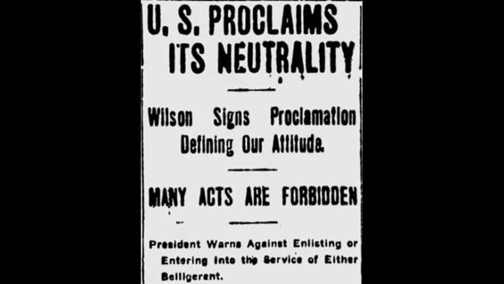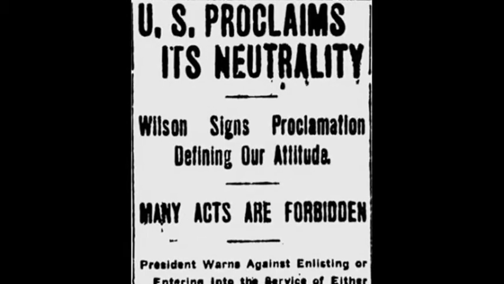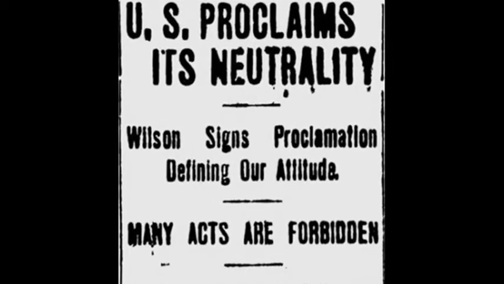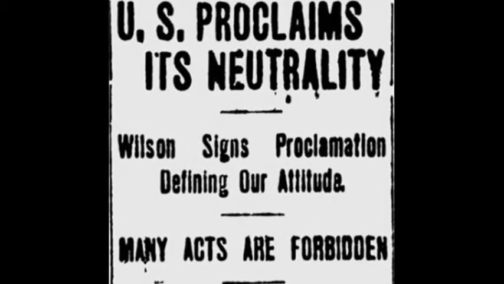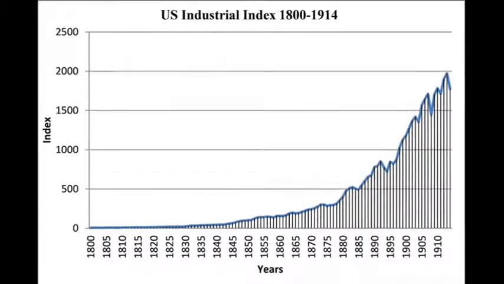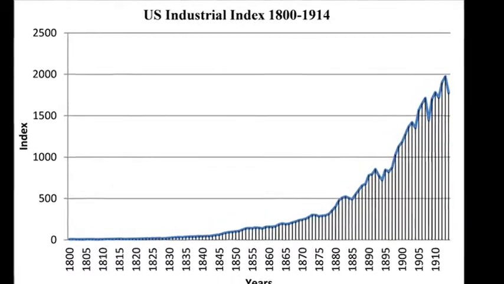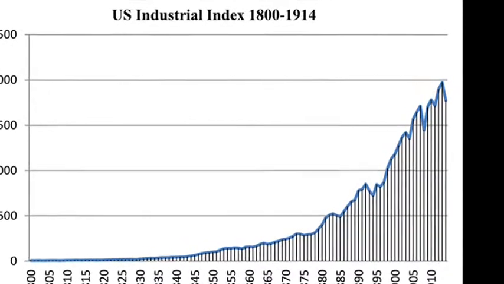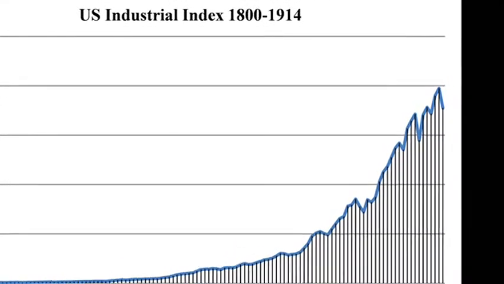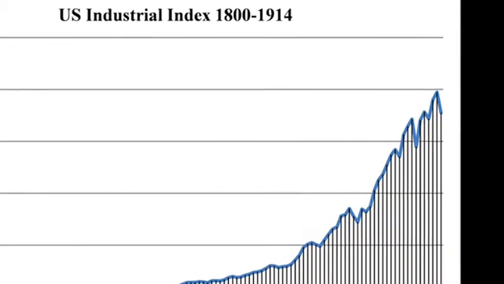On the 4th of August 1914, President Woodrow Wilson proclaimed the neutrality of the United States in the First World War. By the outbreak of the First World War in the summer of 1914, the United States had grown to be the world's largest agricultural and industrial producer.